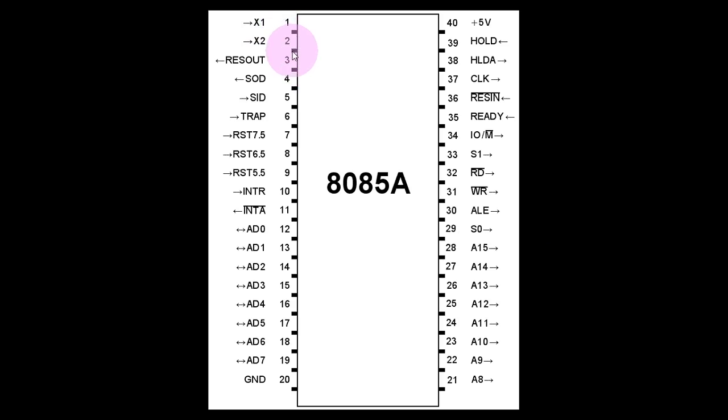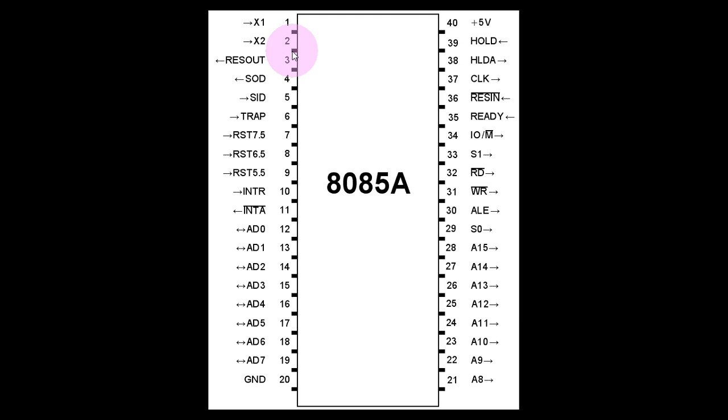Now, why do you need to apply a 6 megahertz crystal? This IC is built that way. You have to supply twice the frequency that you want for your microprocessor to operate. Now, why is the frequency halved when it goes into the microprocessor?